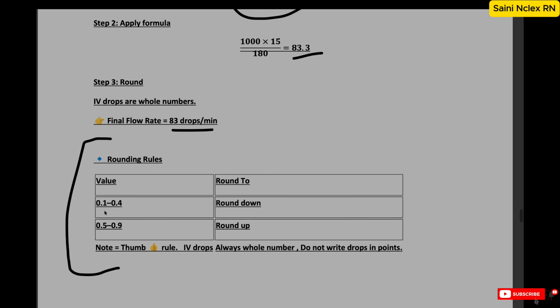It is just a thumb rule for math and for the basic pharma conversion rate. If your answer is falling between 0.1 to 0.4, you have to round down your number, and if your number is falling between 0.5 to 0.9, you have to round up your number. Do not write drops in points.